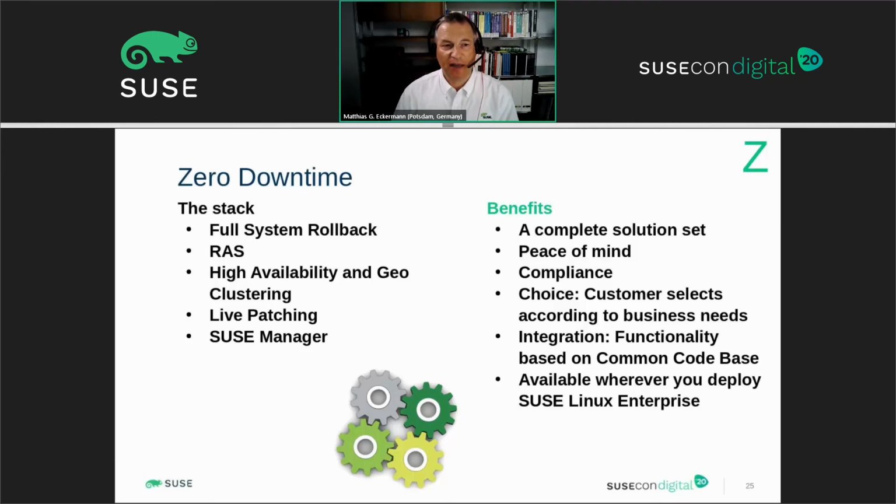Five things I would like to highlight in this stack. A full system rollback for the operating system, the reliability, availability, and serviceability capabilities, short RAS, which very often depend on the hardware, high availability and geo-clustering, the live patching capability, as we discussed, that helps you to have a system running without reboot, and then SUSE Manager as the overarching tool which helps you to manage your infrastructure, to monitor your infrastructure, to have a proper life cycle management on your infrastructure and always the right status.